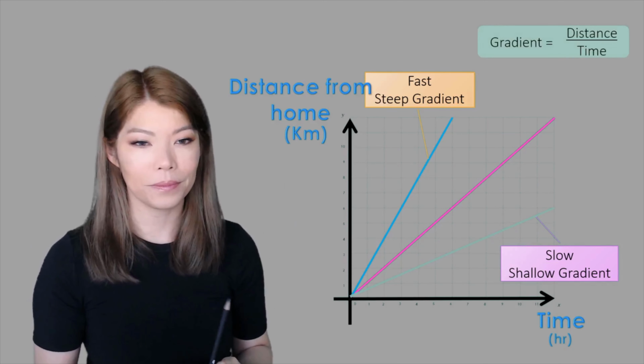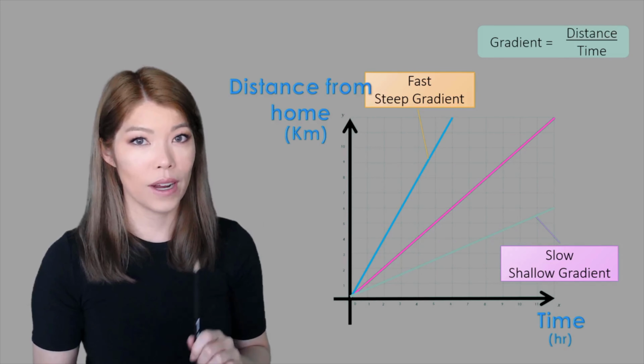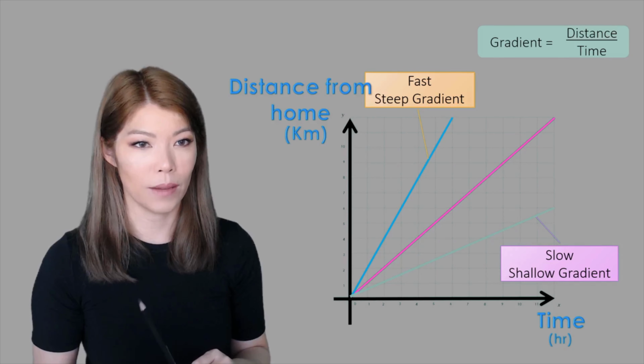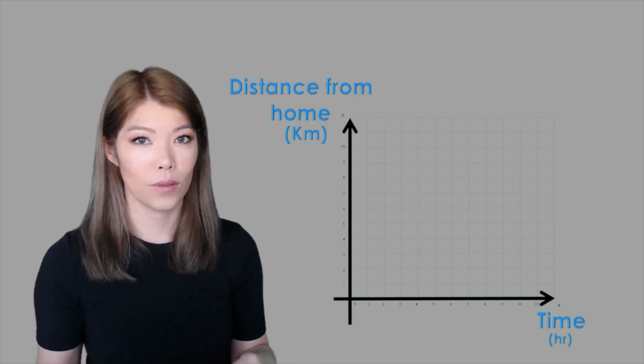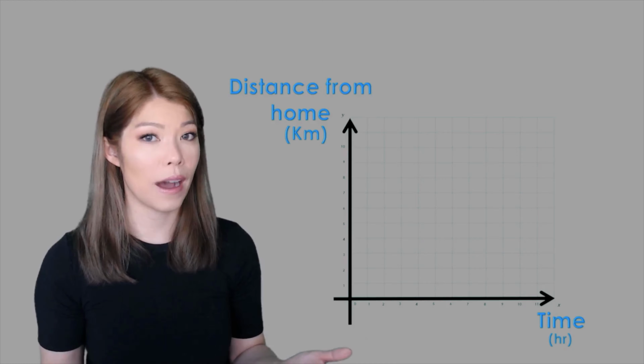Remember it. And recall that the gradient is distance over time. So how far you've gone over that period of time. That's why the speedometer is kilometers per hour, for example.